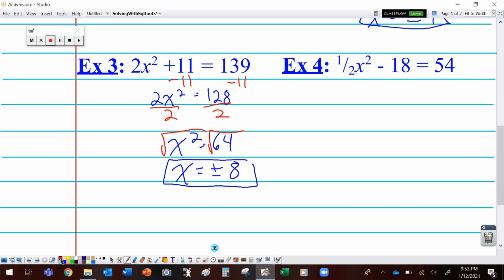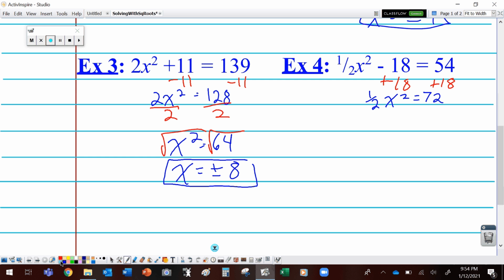Oh my goodness, it's going to be 5. Okay, just relax. Do the same thing as we always do. We see x is being squared. It's being multiplied by a half. And then they're subtracting 18. So we just work backwards. We'll start by adding 18 to both sides. Okay, on the left side, those cancel, and I'll just have 1/2 times x squared. And on the right side, 54 plus 18 is going to be 72.